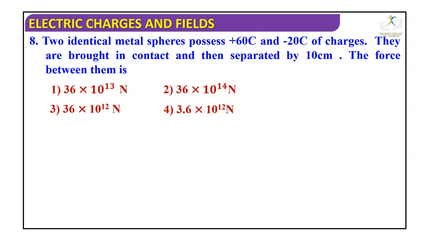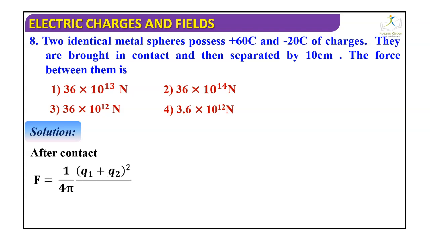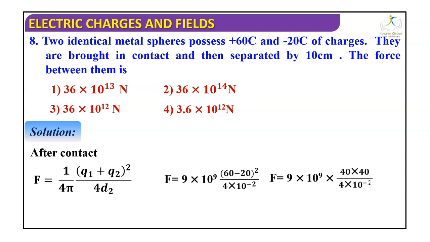Hope you did. So let us see the solution of this question. After contact, the force will be 1 by 4 pi epsilon naught (Q1 plus Q2) whole square divided by 4 Q. When I put all these values, I get the value of the force, which is 36 × 10 to the power 30 Newton. According to that, the first option is the correct option.